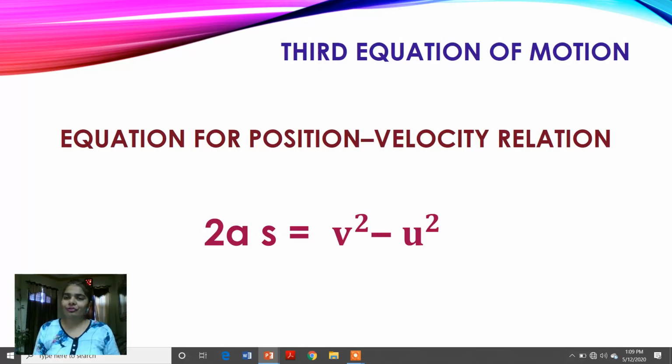Third equation of motion, also called equation for position velocity relation. In the paper it can be asked to derive third equation of motion, or to derive the equation for position velocity relation. So in both cases we are going to derive 2AS equal to V square minus U square.